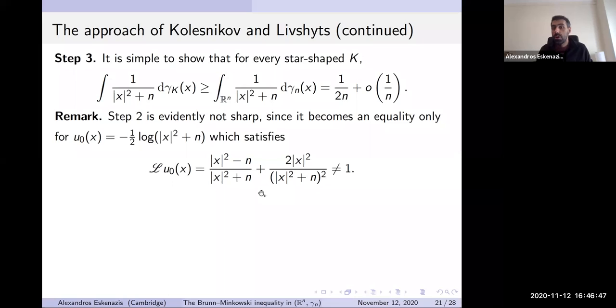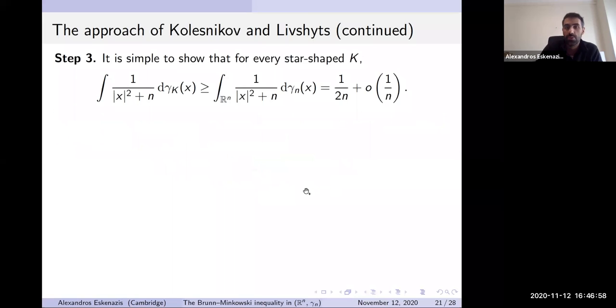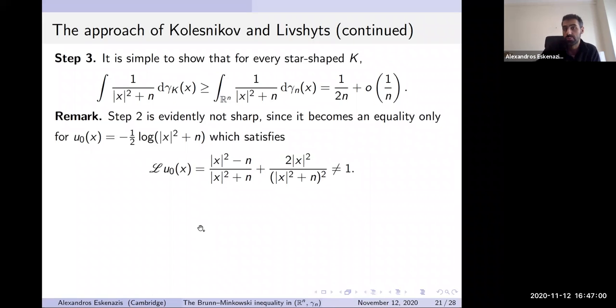So you can go back and say, well, maybe, since the fact that I forgot the constraint after step 1 was too crude, maybe if I take it into account somehow in step 2 here, I have some hope to improve. But unfortunately, that's simply not the case.